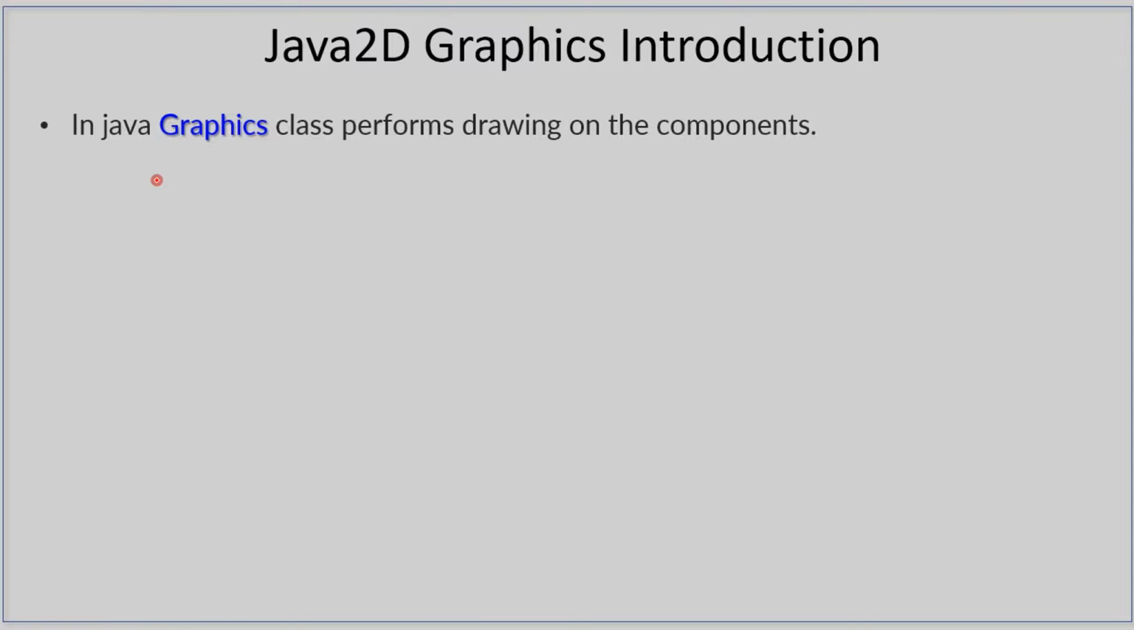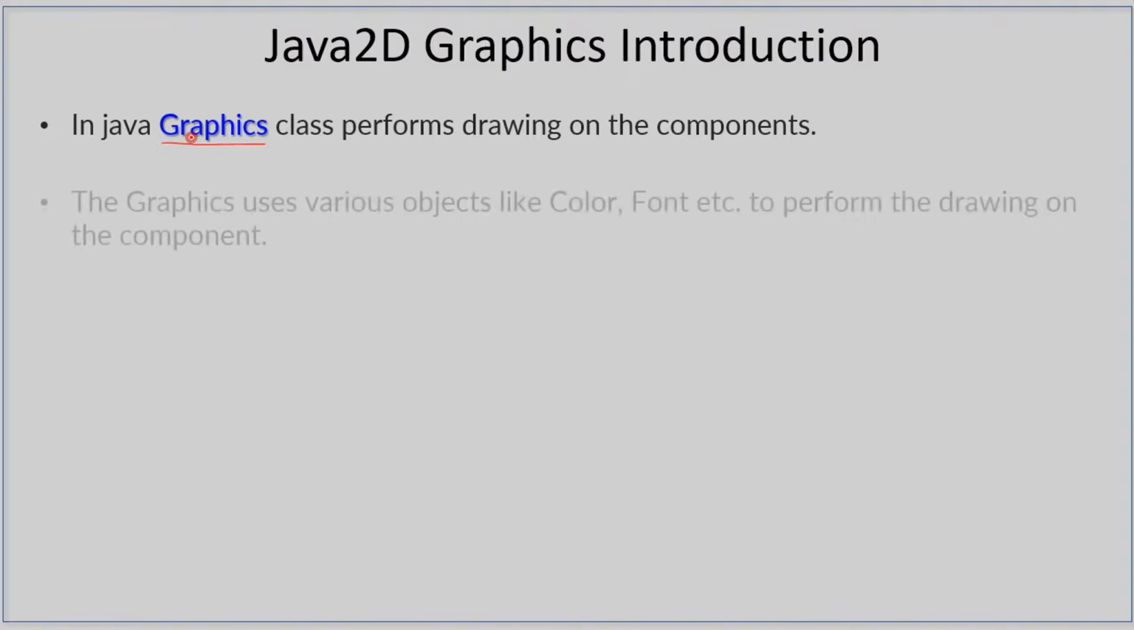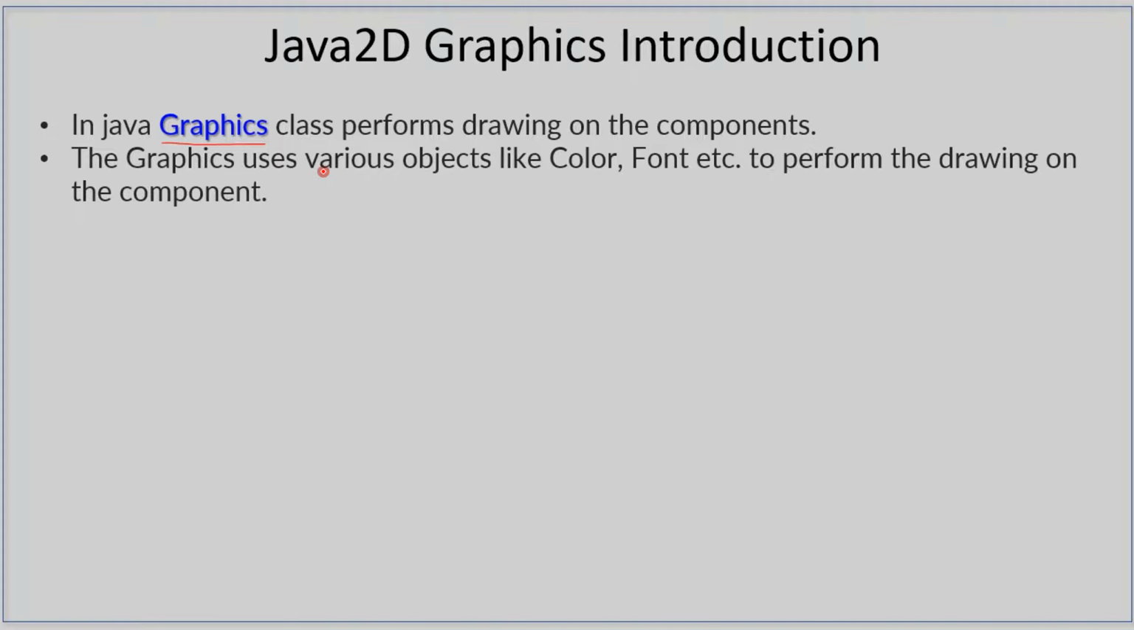In Java, the Graphics class performs drawing on the component. This one we already know from when we used the AWT. The Graphics uses various objects like color, font, etc., and it uses those objects like color and font to perform drawing on the component. The component can be anything. It can be a JPanel or it can be a JButton. Whatever it is, you can perform drawing on the component using the Graphics object and its accompanying color and font, and there are a lot of other objects. So using those you can perform drawing.